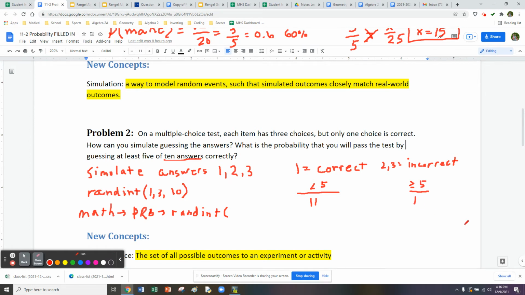And you could do as many simulations as you wanted and start to see the more simulations you do, the closer it's going to get to that actual experimental probability if you were actually guessing on all those tests. So you could continue to do more and more trials and start to find the probabilities of passing the test. You can also look on some of your handheld calculators. If you click apps and then scroll down to probability simulation, there's another way that you can simulate probabilities using technology.